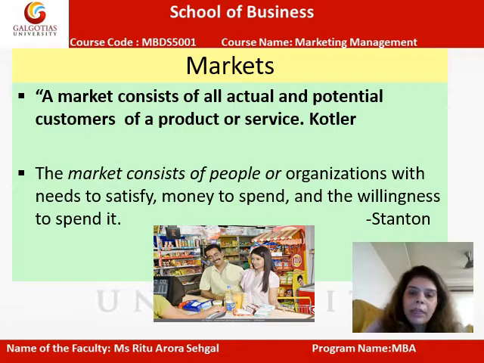So this is what the dynamics is in the market. The market consists of people or organizations with needs to satisfy, money to spend, and the willingness to spend. Obviously, you have a need that needs to be satisfied. You have money to spend, and you don't only have the money, you have the willingness also. That yes, if this is my demand, if this is what I want, I have the money and I'm ready to spend it if I get value for my money. So these things need to be satisfied.